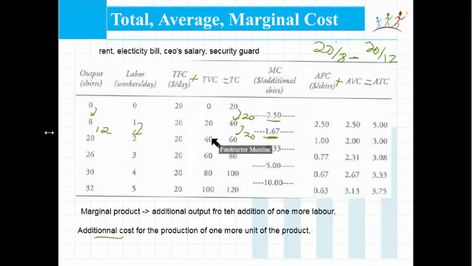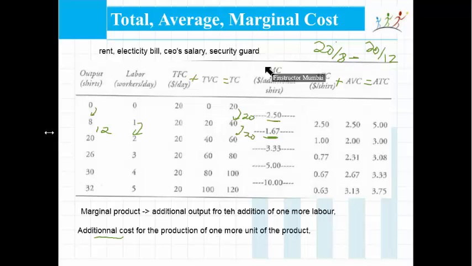Average fixed cost is the total fixed cost divided by the total output. So it will be 20 divided by 20 equals $1. What is the average variable cost? It is the total variable cost divided by the total output. It's 40 divided by 20, which is equal to 2 units. And the average total cost is the total cost divided by the output, or you can just take the sum of the two. It will come out to be $3 per unit of production.